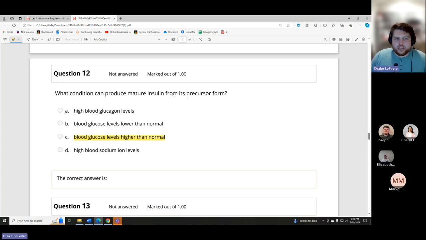Exactly. And then again, we can look at this question and think, okay, if we were to change it, what condition can produce our glucagon, or we could insert a whole number of things into here. Then we would look at this and say, okay, why would glucagon be released? More likely to be this, blood glucose levels lower than normal. So see, it's super simple just to switch one or two words in these questions and pump them out as test questions.